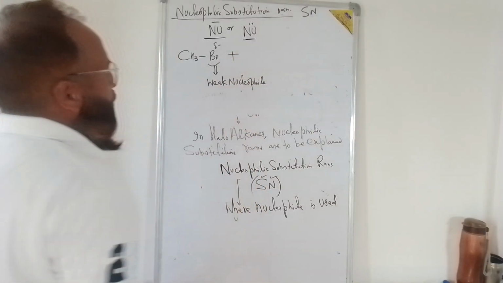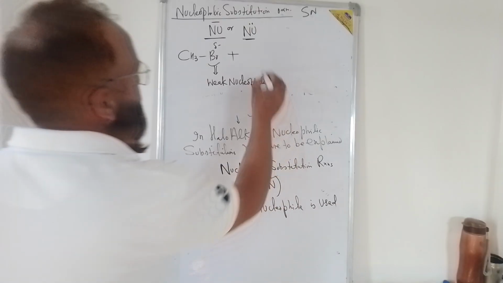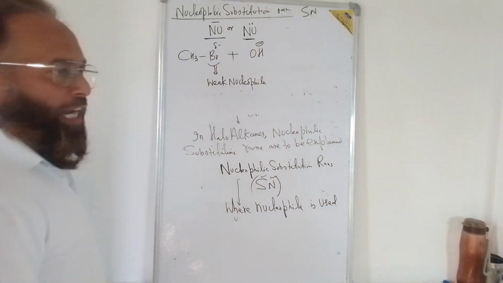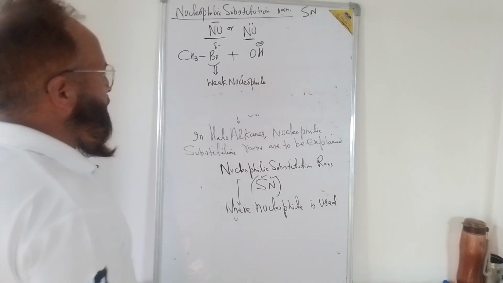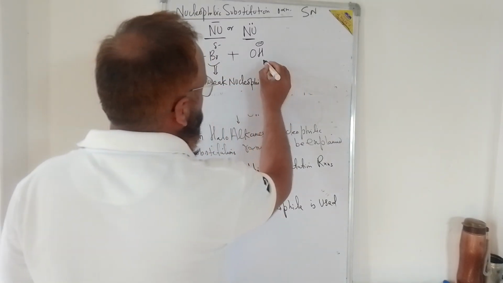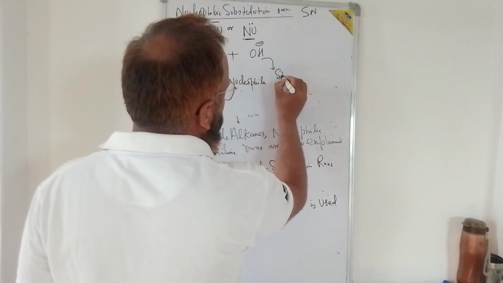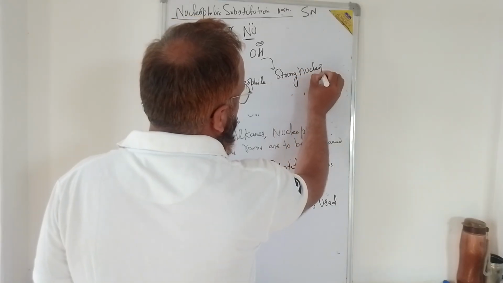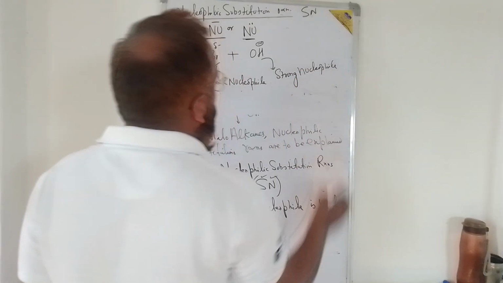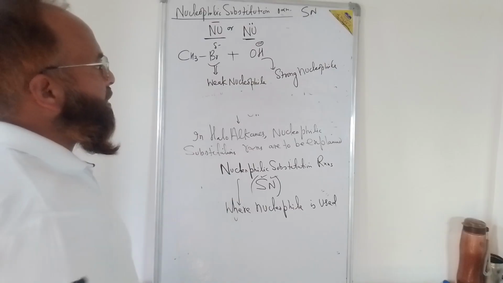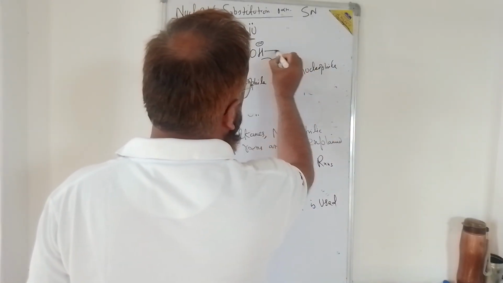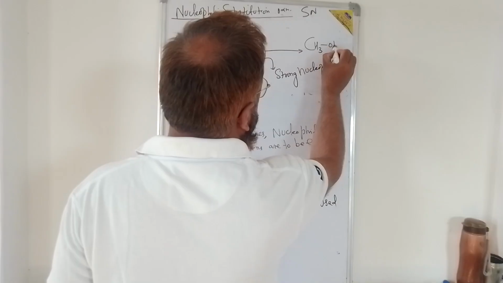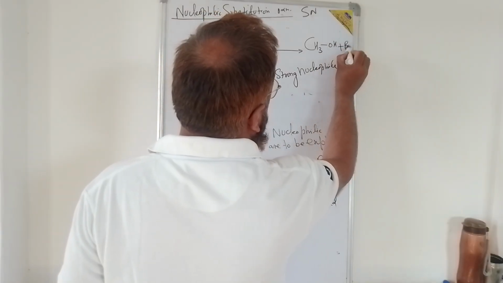And plus OH. OH also shows negative charge. Both Br and OH are nucleophiles, but Br is a weak nucleophile and OH is a strong nucleophile. So the weak nucleophile is replaced by the strong one to get the product CH3OH plus Br.